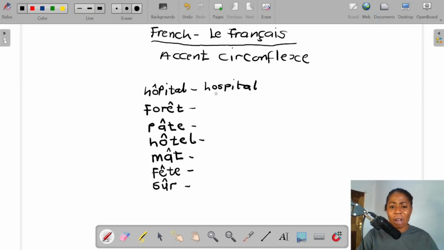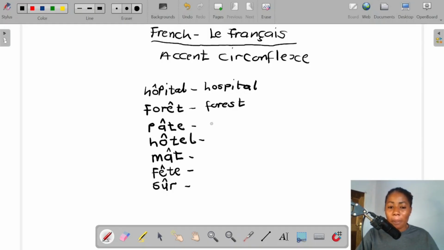But we have other words that do not actually look this way. You will not find S in the English version of them, but still it is believed that there was an S before the vowel sound. So that's why they replaced it with accent circonflexe. Now let's look at the next word. We have forêt, that is forest. And as you can see, we even looked at this one earlier. There is S in between the E and the T, which means there is something missing in the French word. That is why it is being replaced by accent circonflexe.